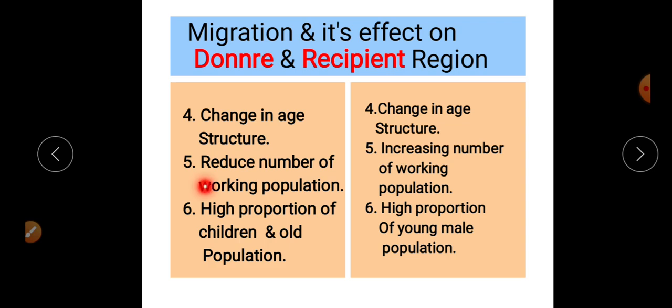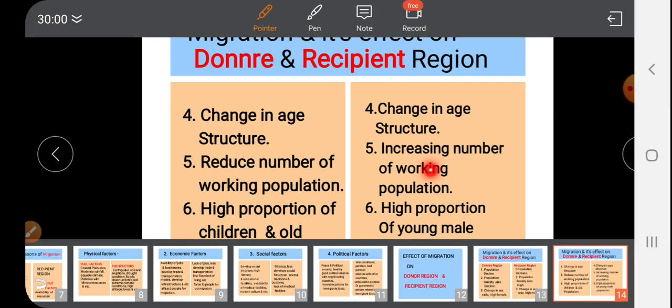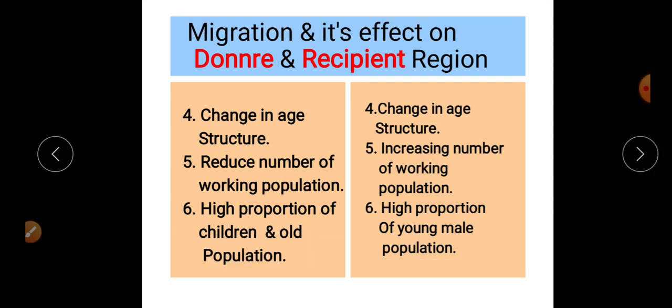Then fifth, the number of working population is reduced in the donor area. Due to the young male migration, young worker migration from this region, the number of working population is reduced. This region is facing the problem of workers, and in urban centers the number of workers is increasing, and it is also supportive for industrial and other development in an urban center.